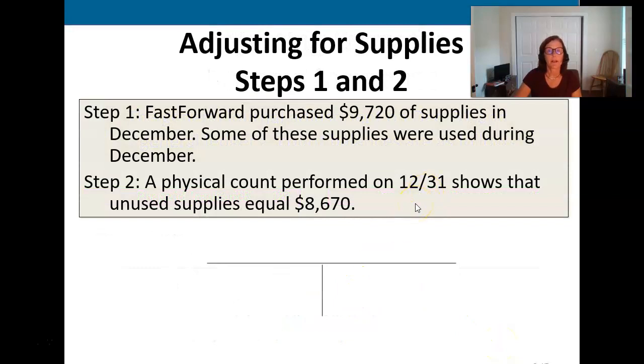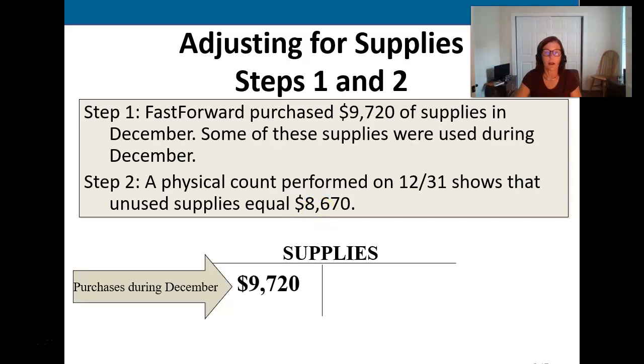Now we're going to apply this concept as it relates to supplies. Fast Forward purchased $9,720 of supplies in December. We used some of them in December, but we still have some left over. So we go out, we count how much we still have left in supplies, and we see that we still have supplies we haven't used of $8,670. So the balance in our supplies account when we had purchased that was $9,720. And again, we had a credit to cash in that amount as well.